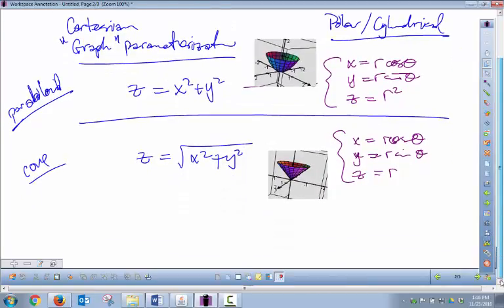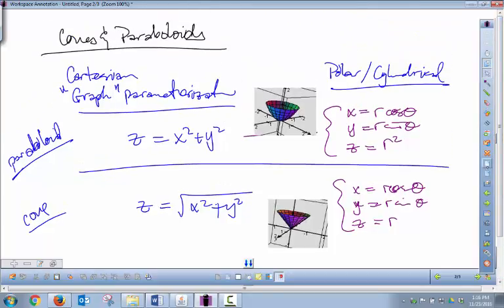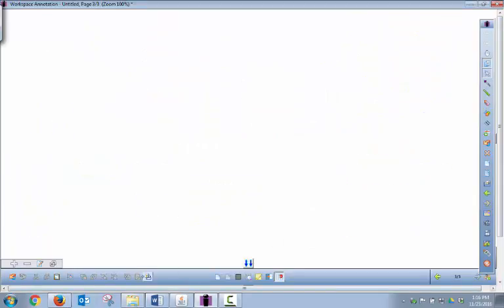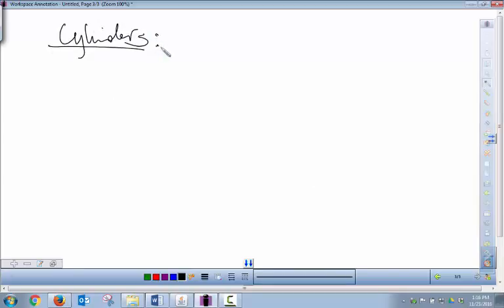Okay, so if you have hyperbolic paraboloids or anything else where you can have z by itself, then you can just replace the x with r cosine theta and the y with r sine theta, and then you should be good to go. All right, let's do cylinders next. So for cylinders, cylindrical coordinates seem like the best way to do this. So this idea of graph parameterization won't work anymore.